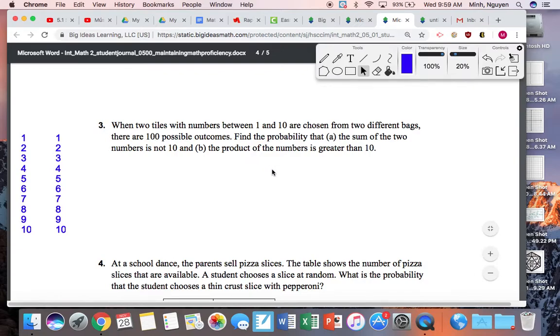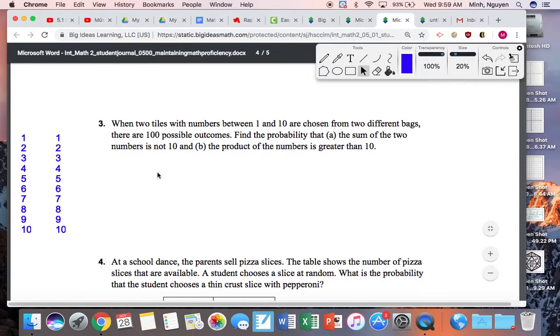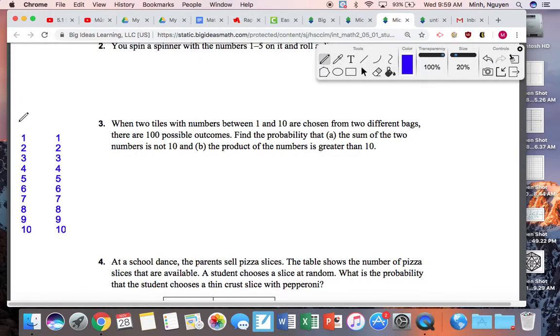We're on page 159 of your student journal, just going deeper into number 3 in this video. So we have two tiles with numbers between 1 and 10 chosen from two different bags. So we have tile 1 and we have tile 2.